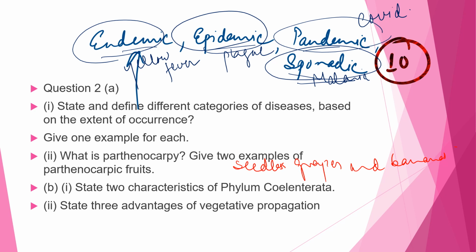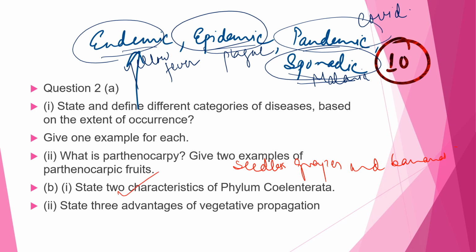Okay, now state 2 characteristics of phylum Coelenterata. We can say that they have radial symmetry, they are diploblastic, they have developed blastula, and they have 2 germ layers. So Coelenterata has many characteristics.